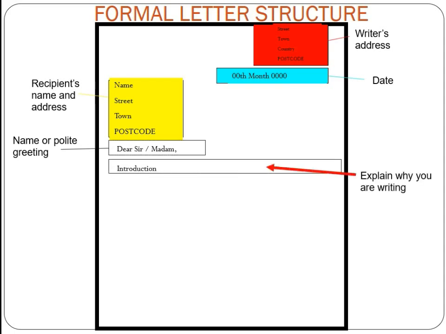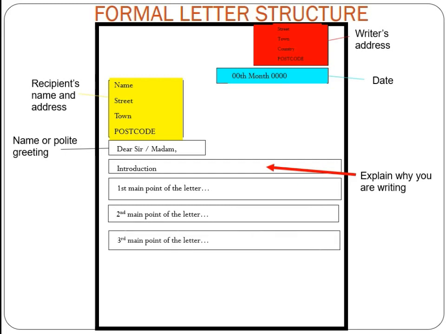Then in our introduction, 1 or 2 sentences, you're going to explain why you're writing. Then you're going to have your first main point, your second main point and your third main point. So in the letter of complaint to a train company, the first main point could be the staff were rude, the second main point could be the train was late, and the third main point could be that the toilets were disgusting, for example.